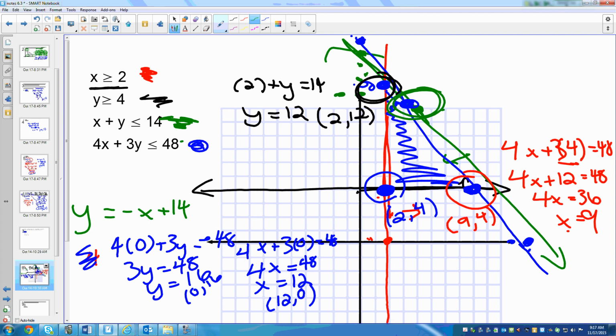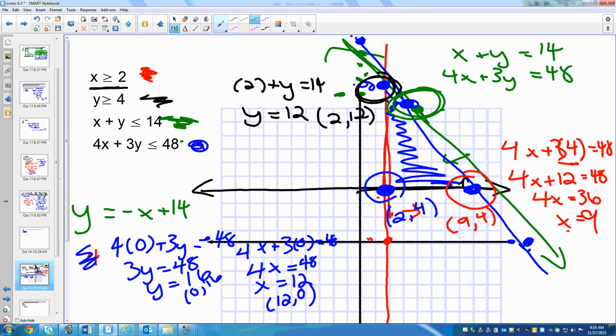That point is between the green and blue line, so that's between x plus y equals 14, and between 4x plus 3y is equal to 48, right? Do you want to do substitution, or would you like to do elimination? I like elimination with these things. I don't know why, I just find it less work. But some people like substitution, and that's okay. I showed you how to do both ways, right?